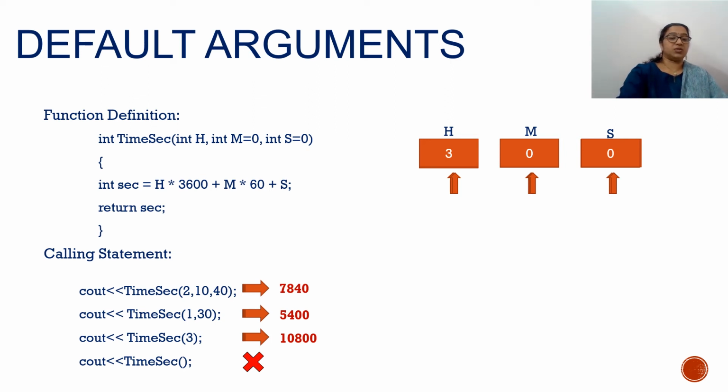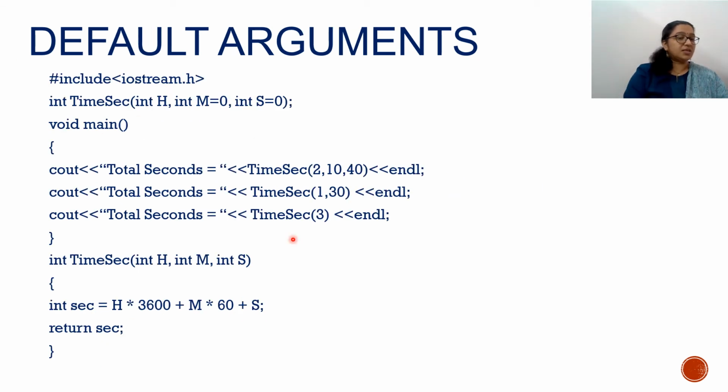Clear? So this is the calling and the function definition style. Understood now? Okay. Now we can implement default arguments in a C++ program. So here see the C++ program with the same example, timeSecond. First #include iostream.h, then the prototype.